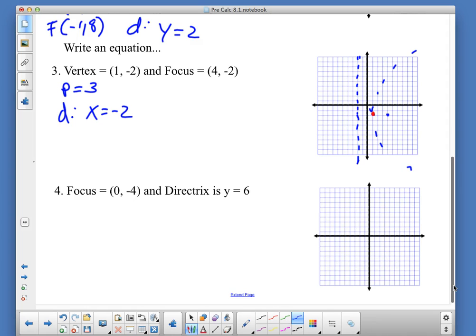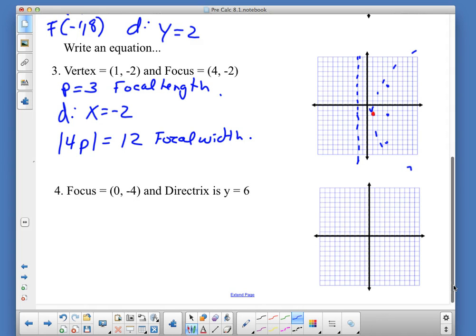Now, what determines my focal width? Because that's my focal length, my p. My focal width is the absolute value of 4p. Well, that's just going to be 12. That's my focal width. I've cut that in half, 6, 1, 2, 3, 4, 5, 6. So my estimate was off. I'm just going to change that, little dots, and get rid of those because they're in my way. My graph's going to go off like that.